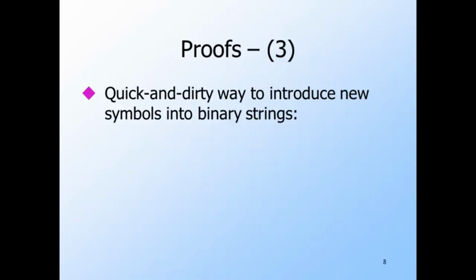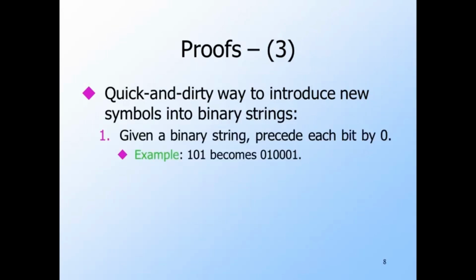The following technique is useful not only here, but in general as a way to introduce new symbols with any meaning into binary strings while still keeping the strings binary. First, given a binary string, expand it by inserting a 0 in front of every bit of the string. For example, 101 becomes 01, that's the first one, 00, that's the 0 in the middle, and then 01.